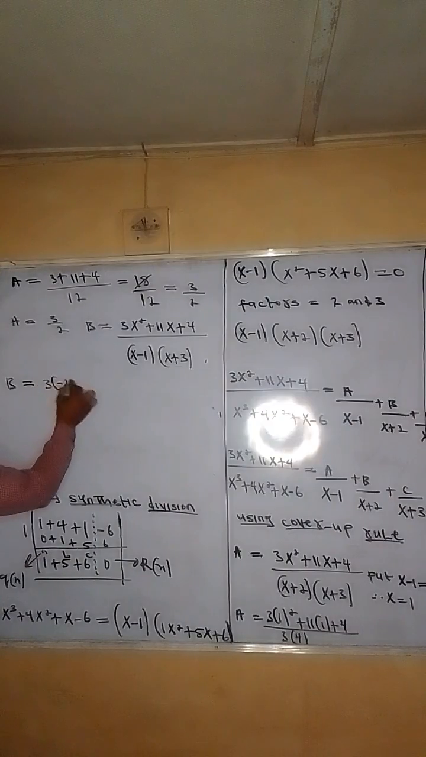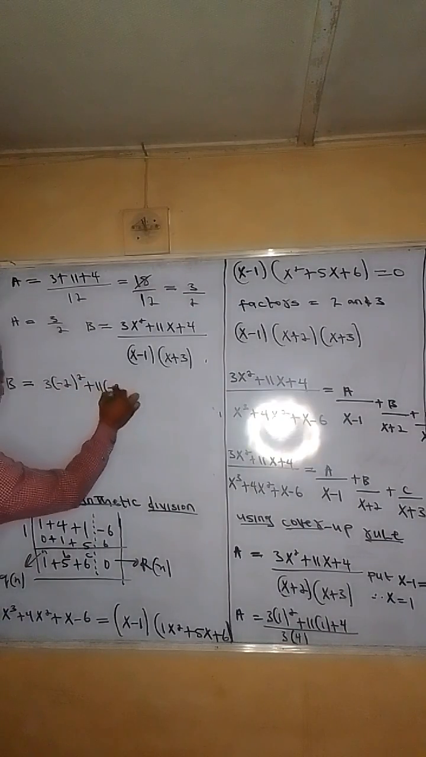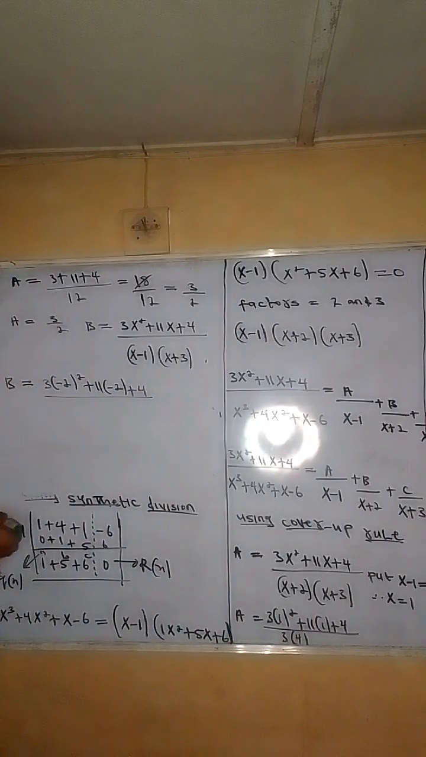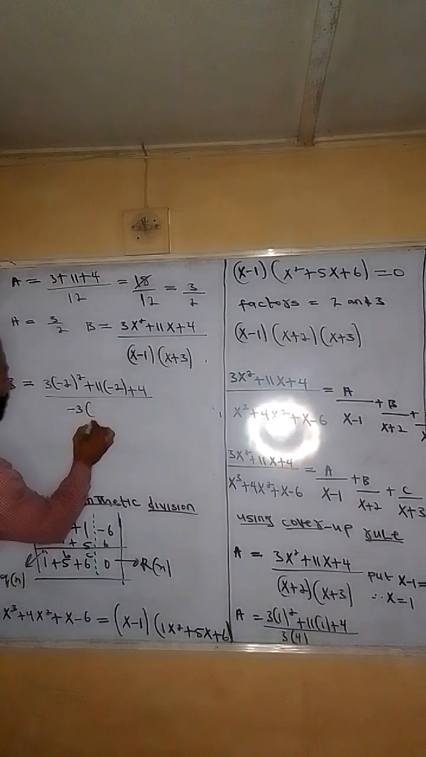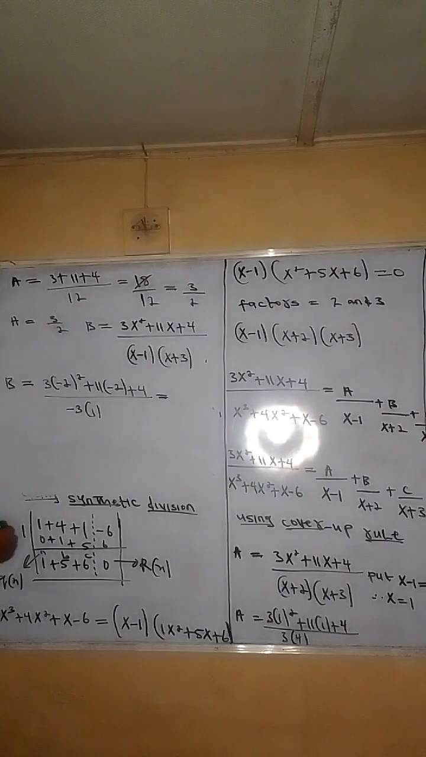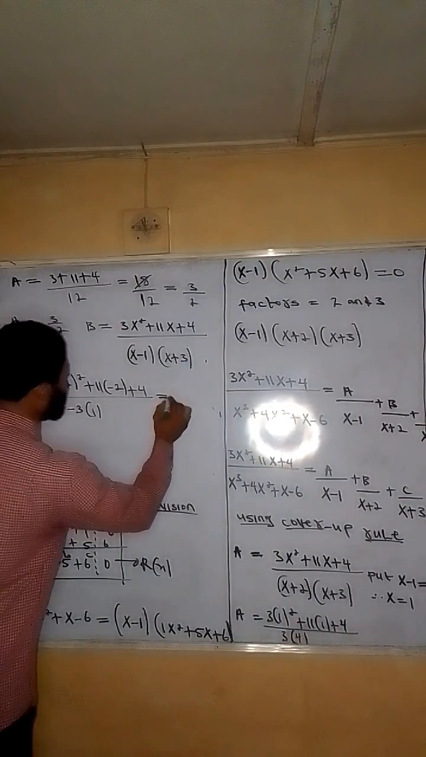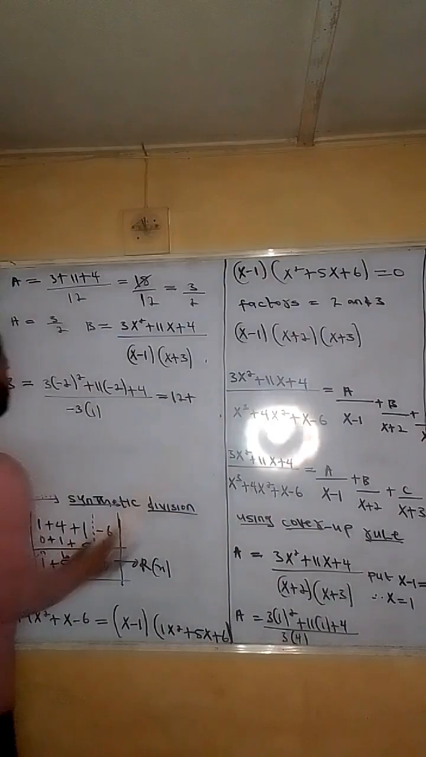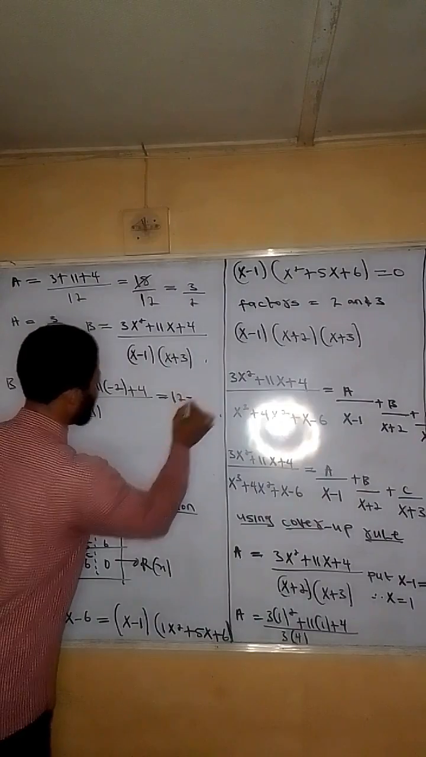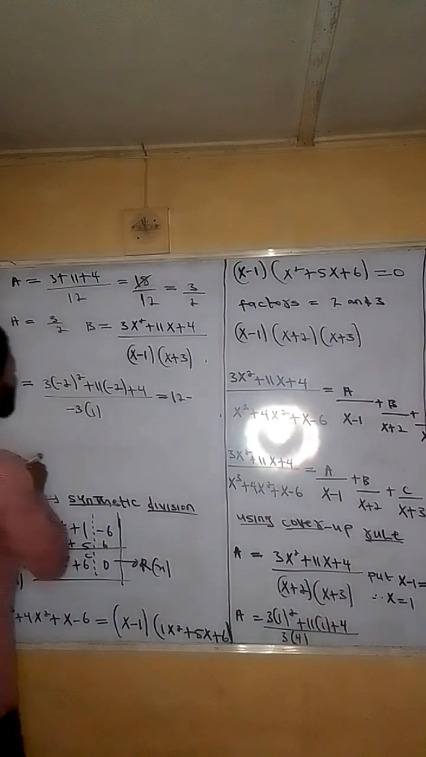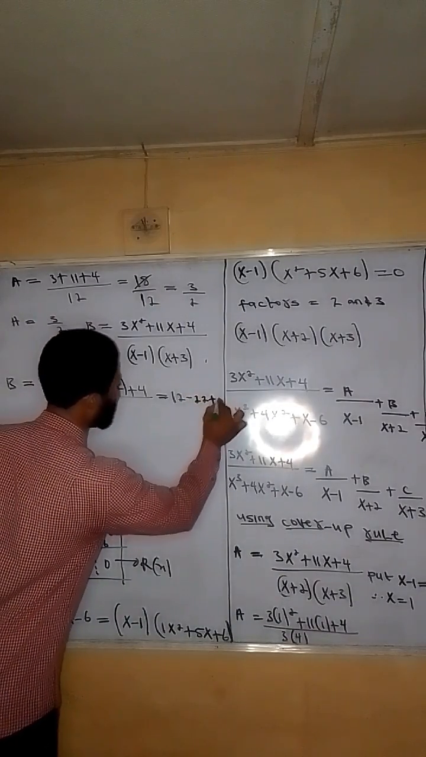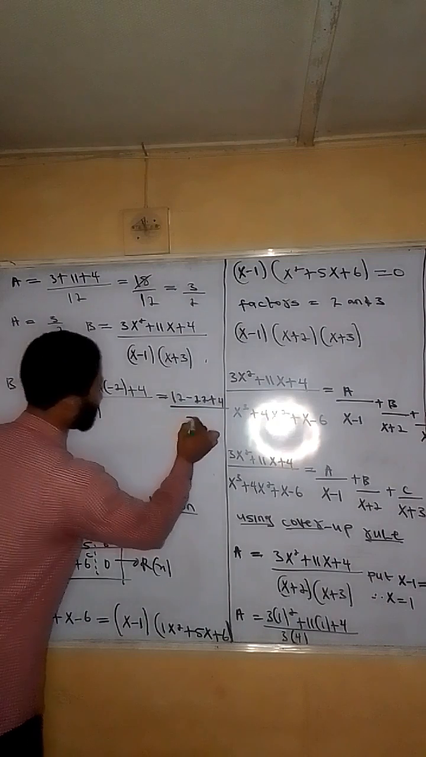We are going to get 3 bracket minus 2 square plus 11 bracket minus 2 plus 4 all over, remember, s is minus 2, minus 2 minus 1 is minus 3 into minus 2 plus 3 is 1. So we are now going to have minus 2 square is 4. 3 times 4 is 12, plus times minus is minus, so we are going to have minus 11 times 2 is 22, plus 4 all over minus 3 times 1 is minus 3.